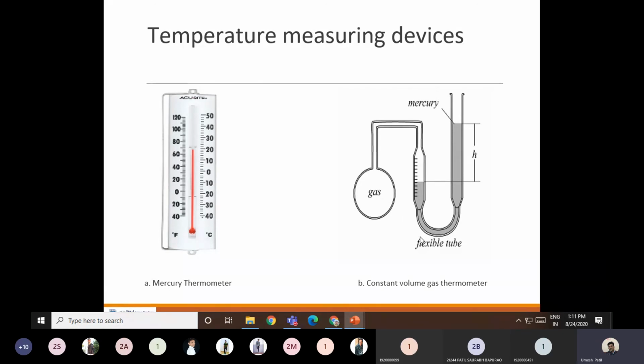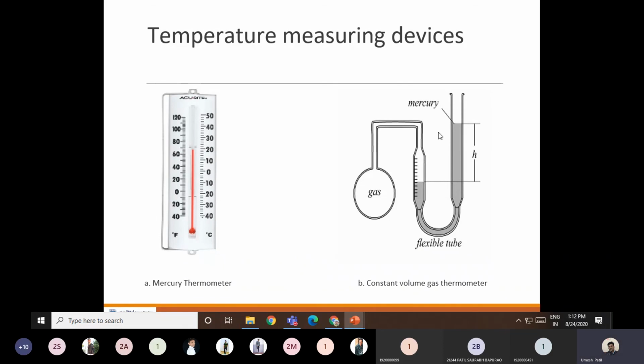So according to Charles law, when pressure is kept constant, volume is directly proportional to temperature, and this will vary linearly. So this is a diagram. This diagram shows a constant volume gas thermometer, which is again one of the temperature measuring devices. Here this bulb is filled with a gas, and this gas bulb is immersed in the system whose temperature we want to measure, and through a capillary tube it is fitted to a flexible tube which is filled with mercury.